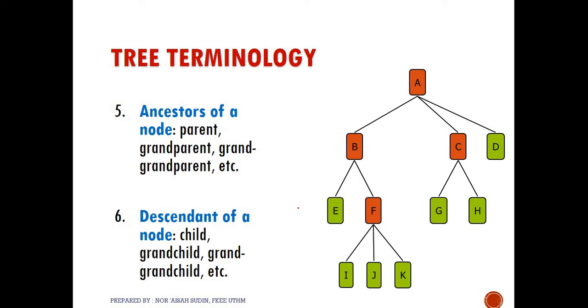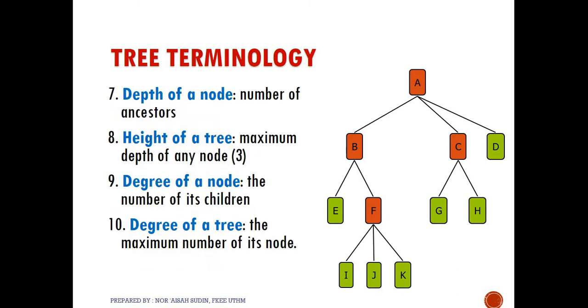Okay, who is the descendant of B? All of these nodes are descendants of B: E, F, I, J, K. Who is the descendant of C? Of course, these nodes, G and H. Okay, the children, grandchildren, and great-grandchildren. So you can see from the top to the bottom. That's the ancestor and descendant. Okay, we move to the next one.